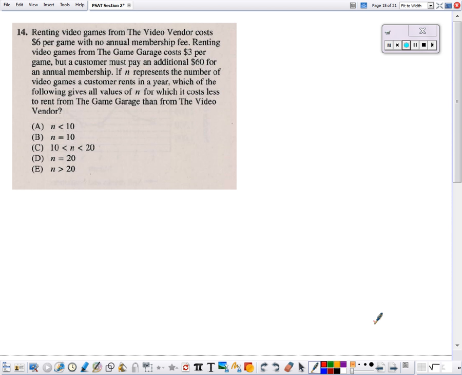For this problem, we're going to write an equation for the two different scenarios. Anytime you see the word per, that's your indication for slope. So for a video vendor, that's $6 per game. And a fee is your y-intercept, and we don't have one. Now for a garage game, put 0 there. For a garage game, it's $3 per game.